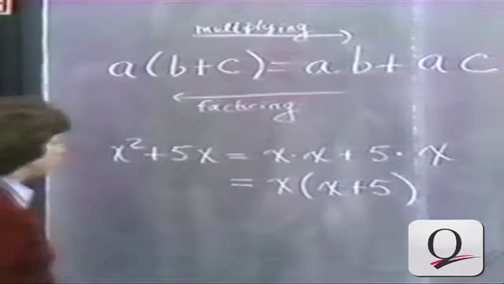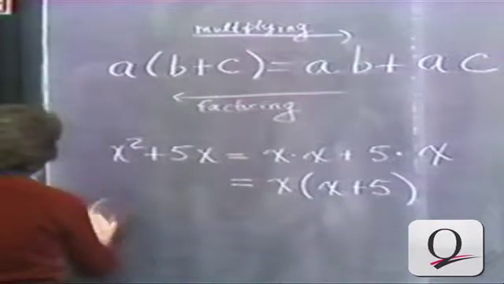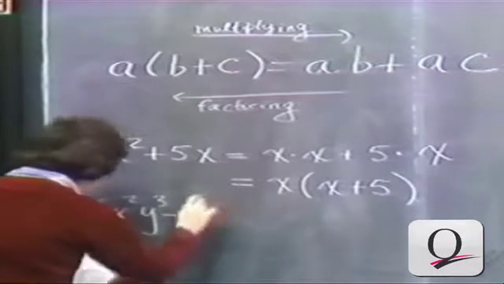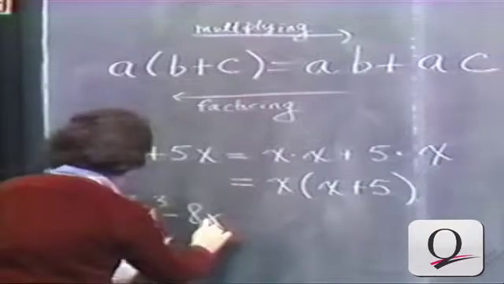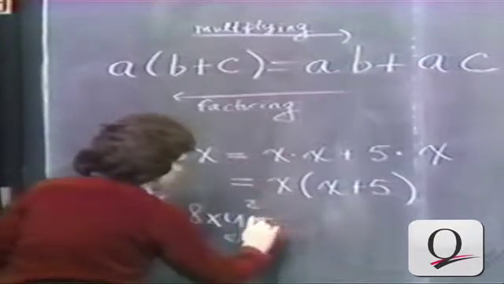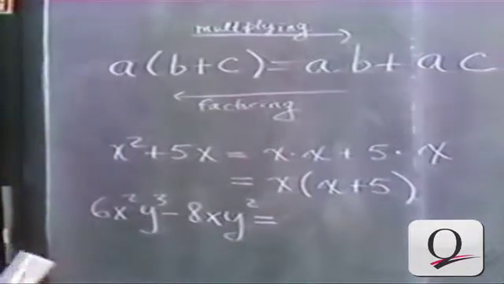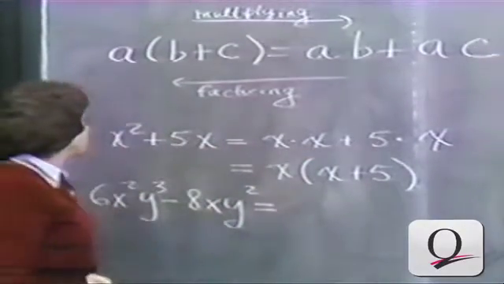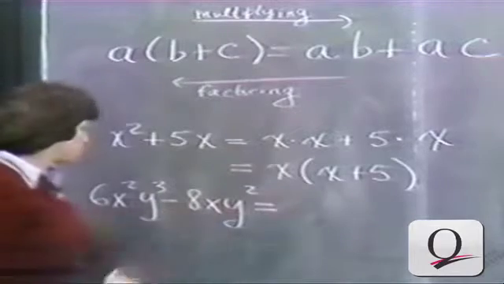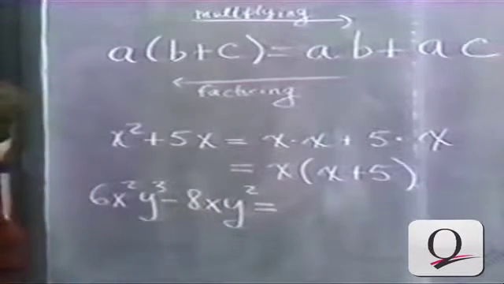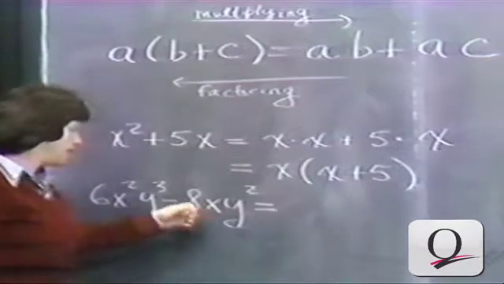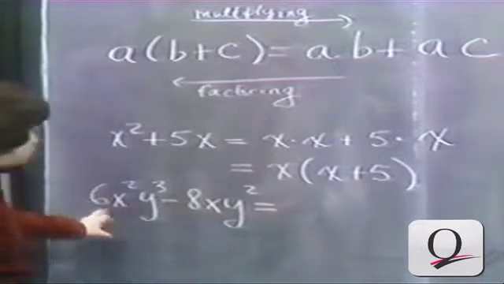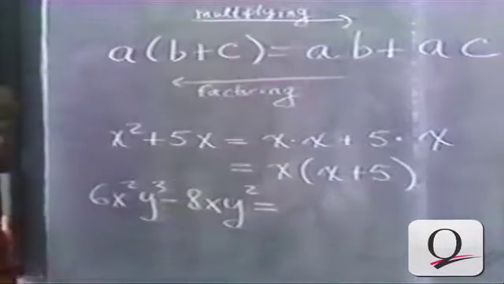Okay, let's try a slightly more complicated problem. How about 6x squared y cubed take away 8xy squared? Now in the problem above, it was fairly obvious what these two terms had in common. The most they had in common was x. Here it's not quite so obvious. Let's look at the constants. We have a 6 and we have an 8. The most that the 6 and the 8 have in common would be a 2. We can pull a 2 out from both of those.